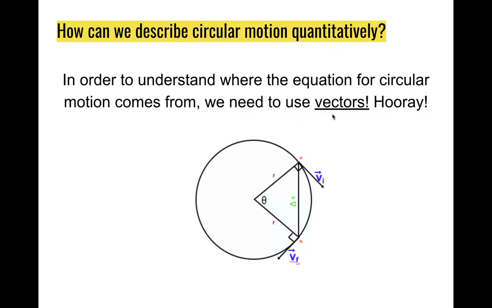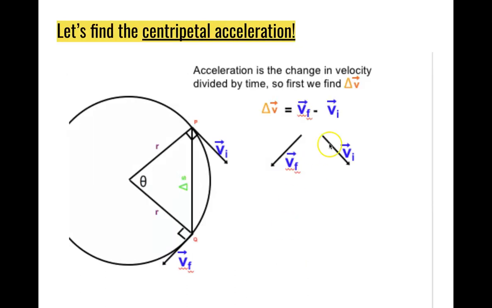Excellent. And so here you see in this diagram we have an initial velocity, and notice that the velocity is tangent to the circle. So you can see that the initial velocity is here, we have our final velocity here, and we're going to go ahead and calculate the acceleration on this circle. And you know that acceleration is the change in velocity divided by the time. So first, we're going to really think about, well, what is the change in velocity?